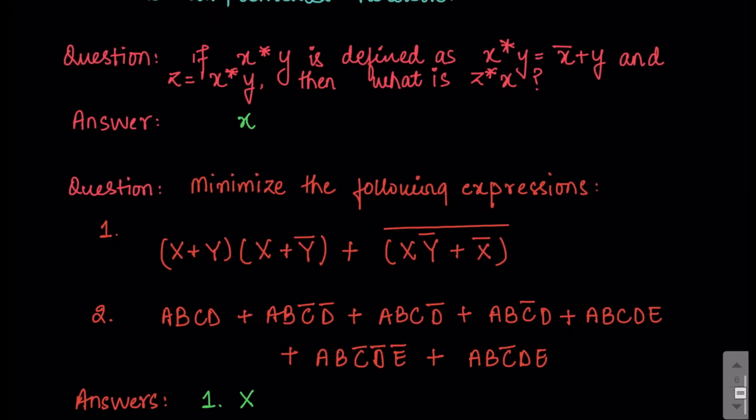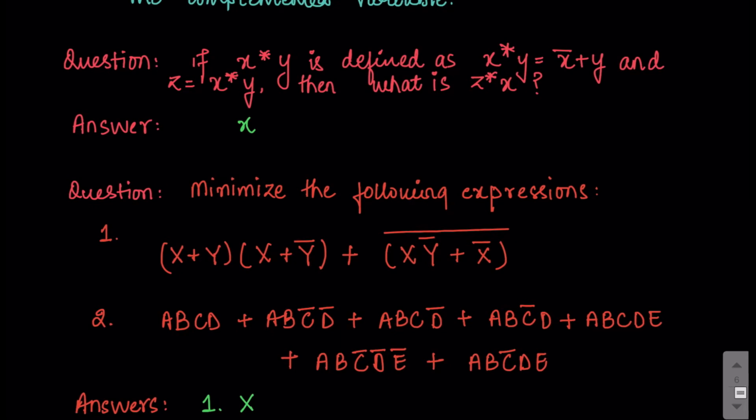Now we try to solve certain questions based on the simplifications using the Boolean algebra. We have the first question which says that let us suppose we have an operator x star y which is defined as x bar plus y, and you are supposed to find out, let's say, z star with x, where z is equal to x star y. So let us see how we solve this.